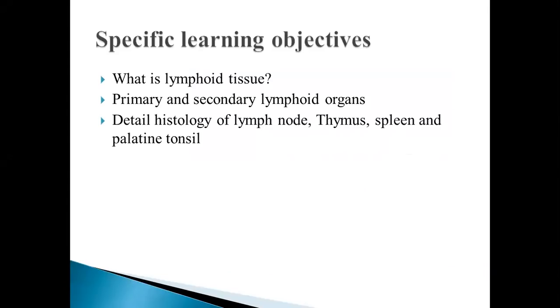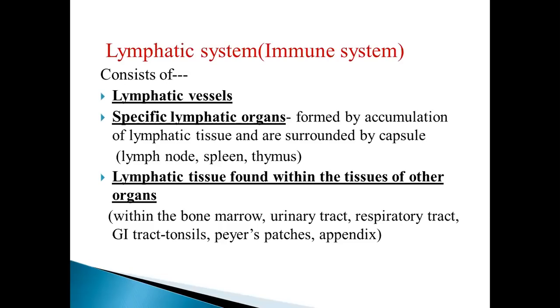Today we are going to learn what lymphoid tissue is, what the primary and secondary lymphoid organs are, and the detailed histology of organs like the lymph node, thymus, spleen, and palatine tonsil.